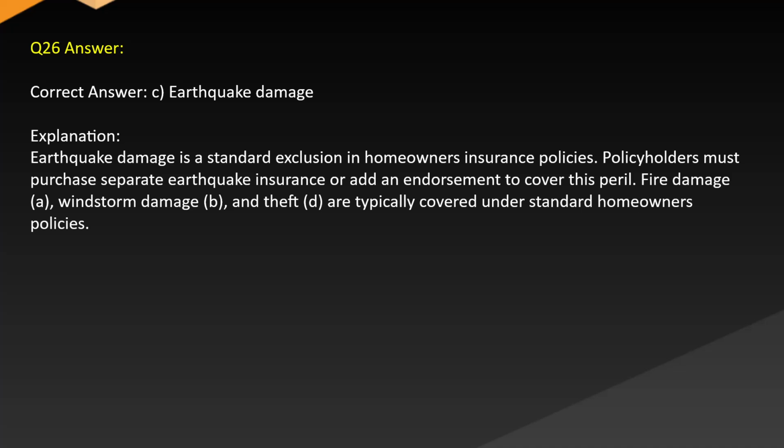Explanation: Earthquake damage is a standard exclusion in homeowners insurance policies. Policyholders must purchase separate earthquake insurance or add an endorsement to cover this peril. Fire damage, A, windstorm damage, B, and theft, D, are typically covered under standard homeowners policies.